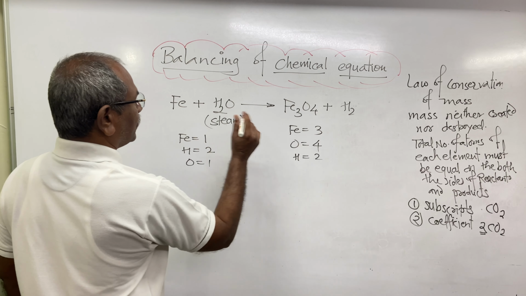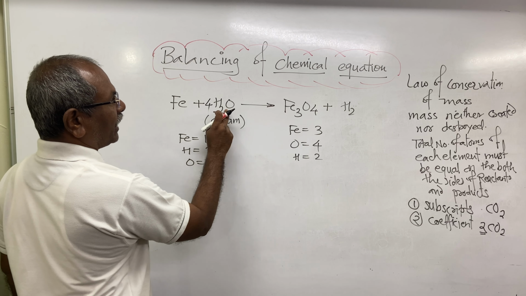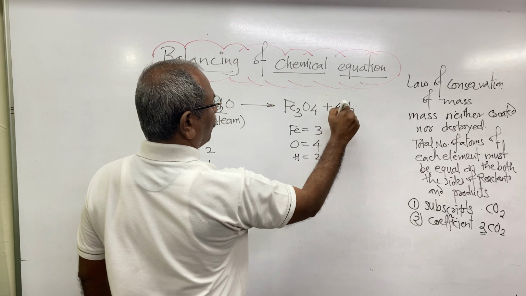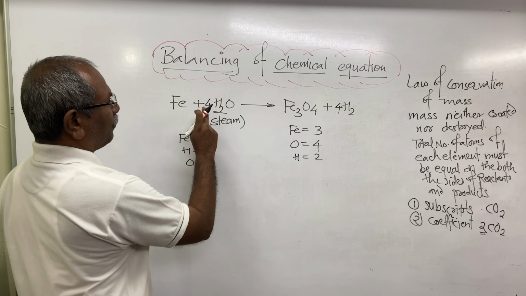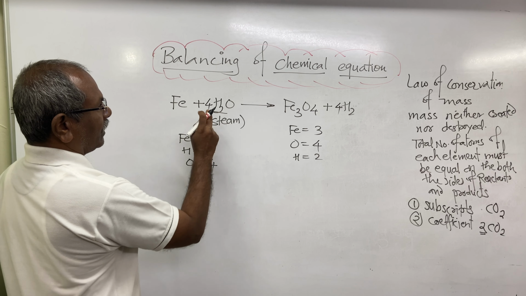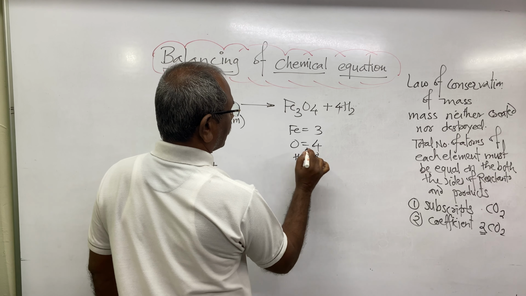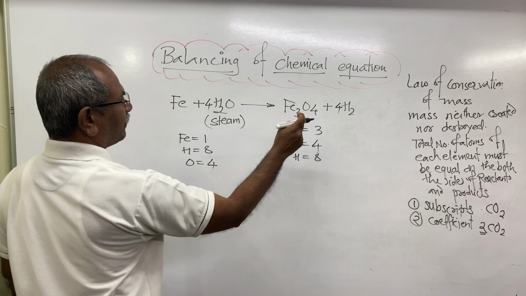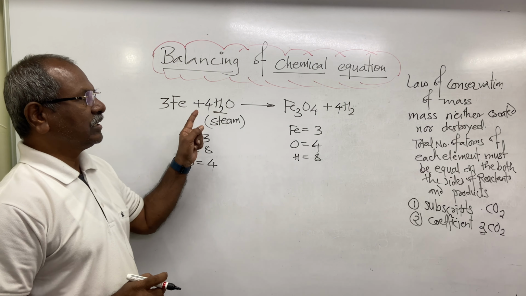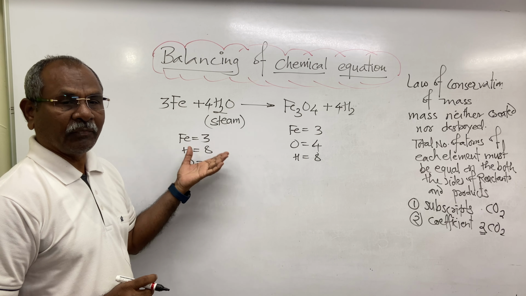Oxygen 4 to the product side. So you write here 4. 4 oxygen atoms means it becomes 4 H2O, means 8 hydrogen atoms. Now 4 oxygen atoms, 8 hydrogen atoms. Now balance the iron. Here Fe3, here 1, so you write here 3. So this is the balanced chemical reaction. So in this way we can balance the number of chemical equations.